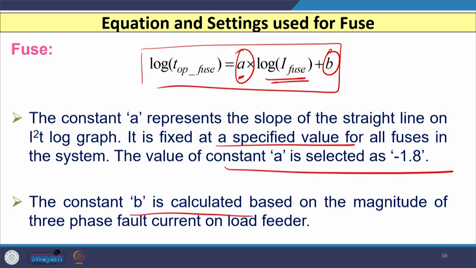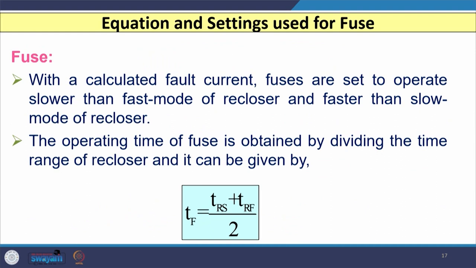The constant B is normally calculated by considering the three phase fault on the feeder, and based on that you can have the value of B. Normally, the time of operation of the fuse is given by this equation, where TRS is the time of operation of the recloser in slow mode and TRF is the time of operation of the recloser in fast mode.